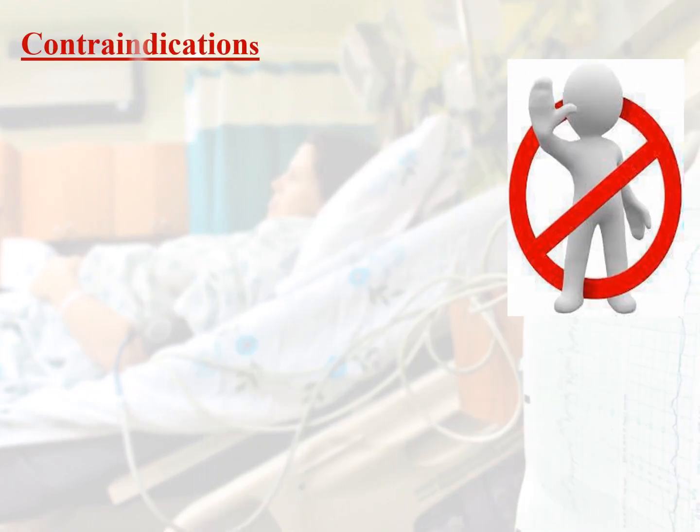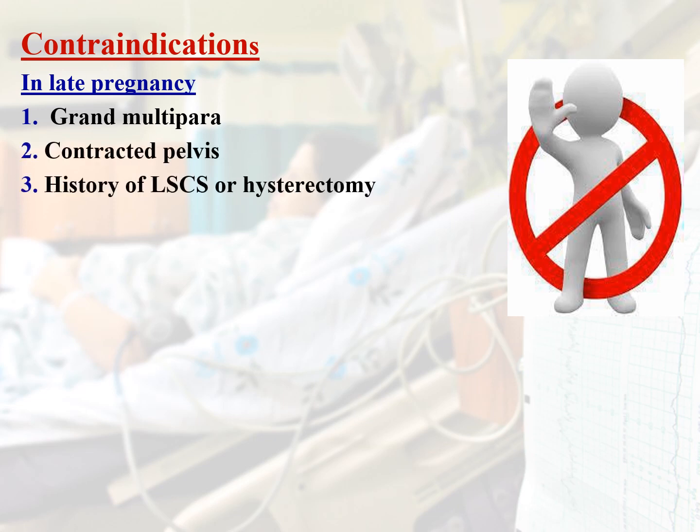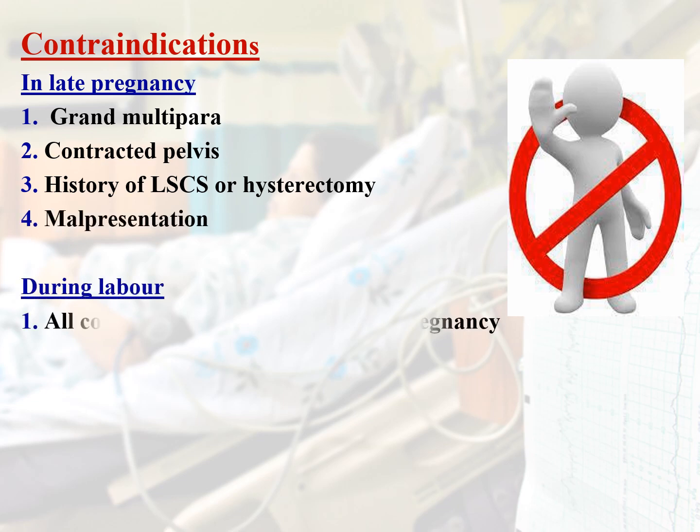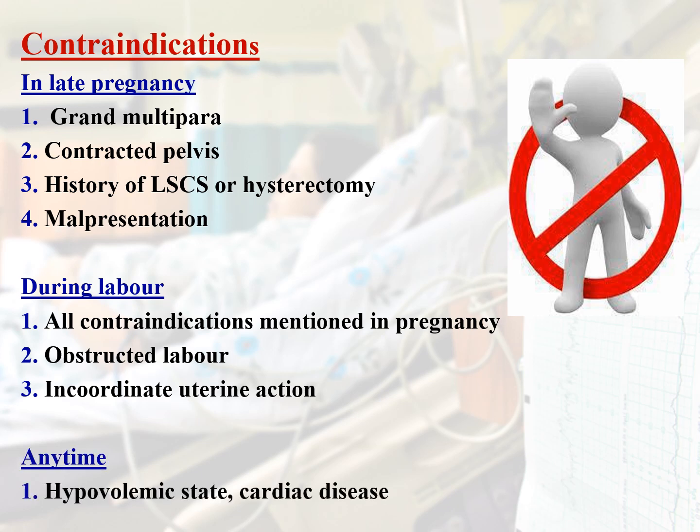The contraindications of oxytocin in late pregnancy includes grand multipara, contracted pelvis, history of LSCS or hysterectomy, malpresentation. During labor, all contraindications mentioned in pregnancy, obstructed labor, incoordinate uterine actions, anytime hypovolemic state or cardiac diseases.